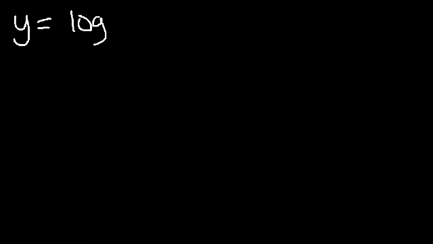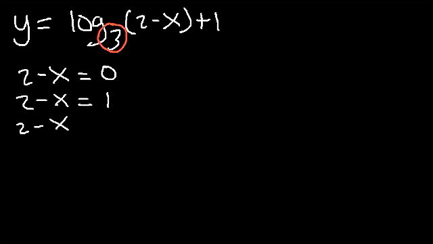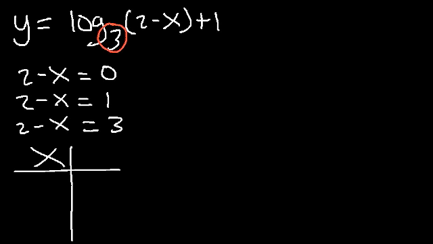Try this. Log base 3, 2 minus x, plus 1. So what I want you to do for this example is graph the equation, find the asymptotes, and then also graph the inverse function. So let's begin. Let's set the inside of the log equal to 0, 1, and the value of the base. In this case, the base is 3. So let's make our table.